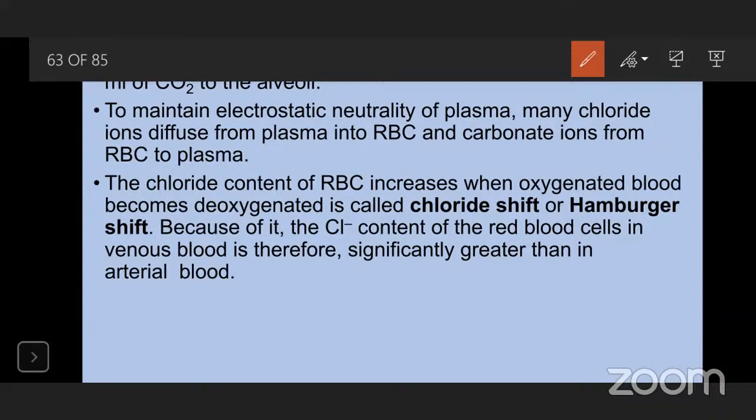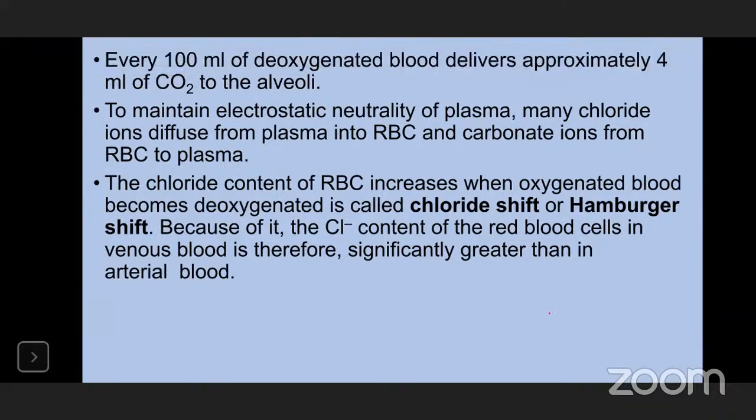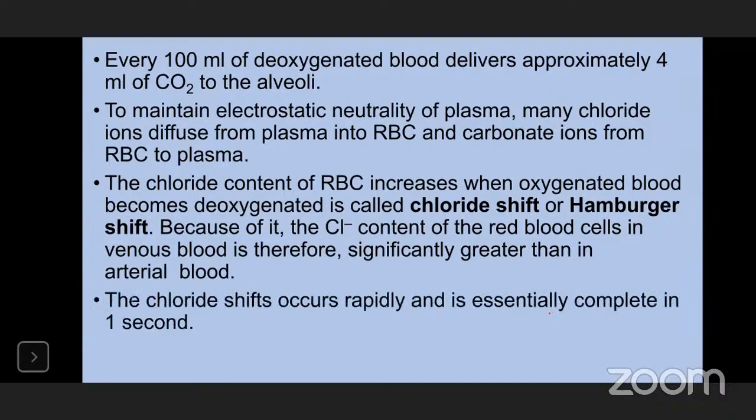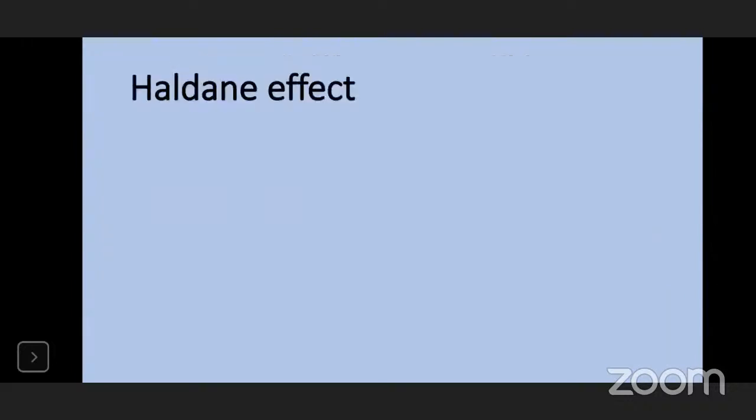And because of this, the chloride content of the red blood cells in the venous blood is significantly greater than in the arterial blood. So chloride content in the red blood cells will be more in the venous blood when compared to the arterial blood, because venous blood is deoxygenated blood and arterial blood is oxygenated blood. Chloride shifts occur rapidly and are essential for complete action.